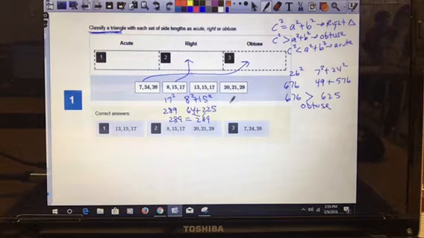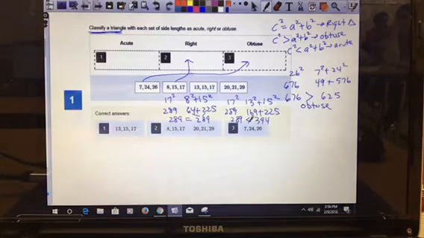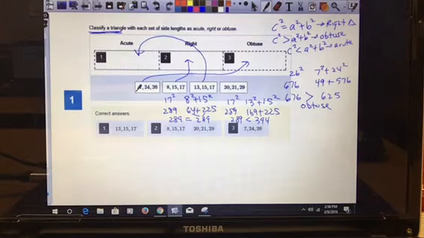If you did the third one, 17 squared is 289. 13 squared plus 15 squared is 169 plus 225, which gives you 394. That's a really big number compared to 289. So this time c squared is less than a squared plus b squared, so it has to be in the acute category. And you can see the last one was also a right triangle. So that's how you did the first one.